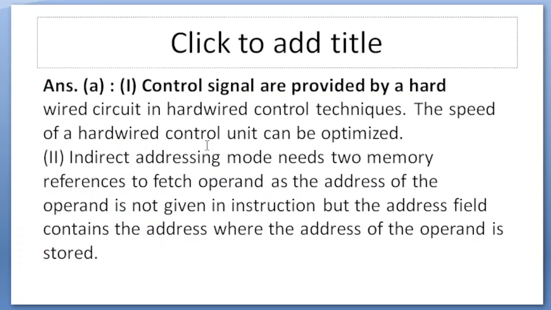Statement 2: indirect addressing mode needs two memory references. Let us see what indirect addressing mode is. Indirect addressing mode means we have to access the main memory two times. Two fetches are needed. In indirect addressing mode, two memory references are needed to fetch the operand, as the address of the operand is not given in the instruction, but the address field contains the address where the address of the operand is stored.